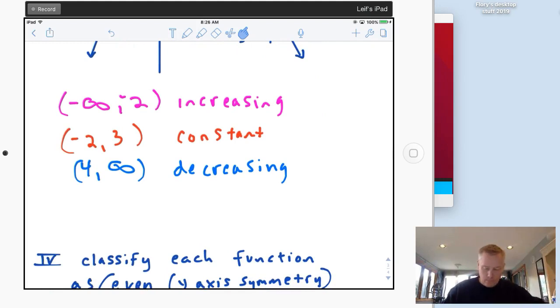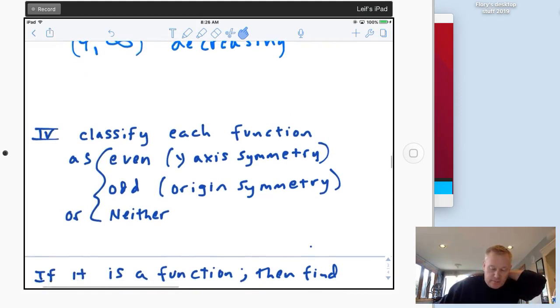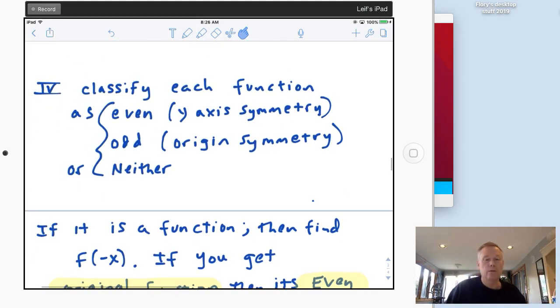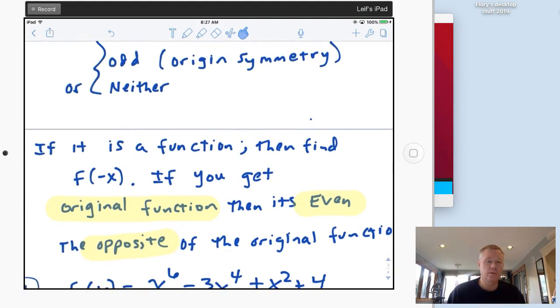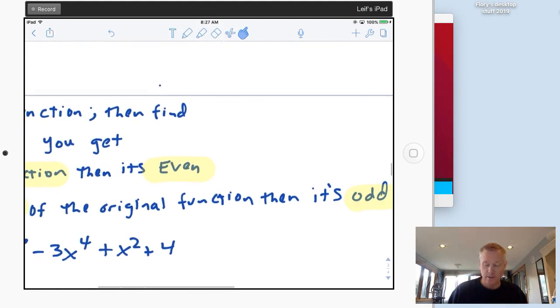Okay. So next, we're going to talk about classifying functions as even, odd, or neither. You know, if it's odd, sorry, if it's even, it has y-axis symmetry. If it's odd, it has origin symmetry, and sometimes there's neither if it doesn't fit either one of those categories. So in order to check this, just in case you've forgotten from previous sections, if it's a function, then find what f of -x is, and if you get the original function, then it's even. If you get the opposite of the original function, then it's odd, okay?